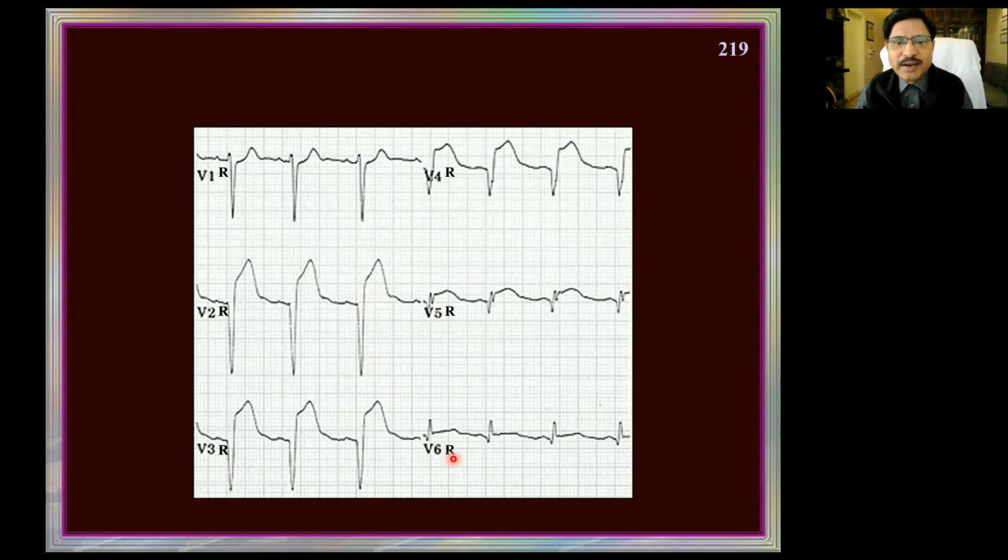Right-sided chest leads means what it could be? Dextrocardia. It could be a dextrocardia with myocardial infarction. Exactly the same thing occurred in my practice.